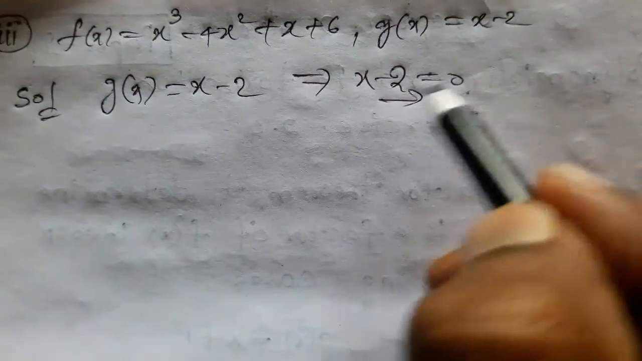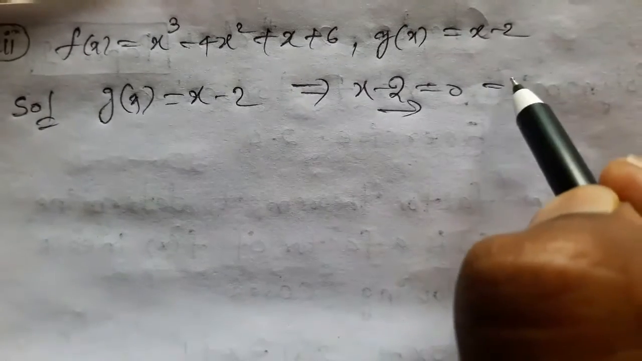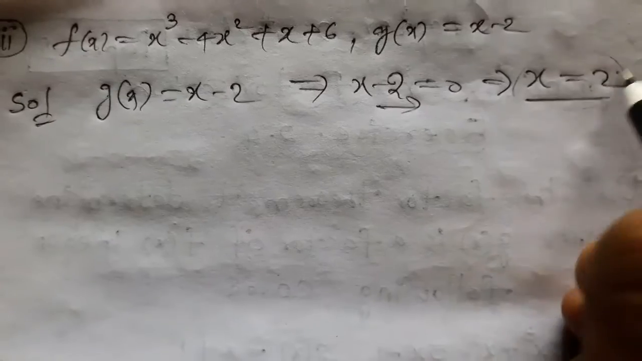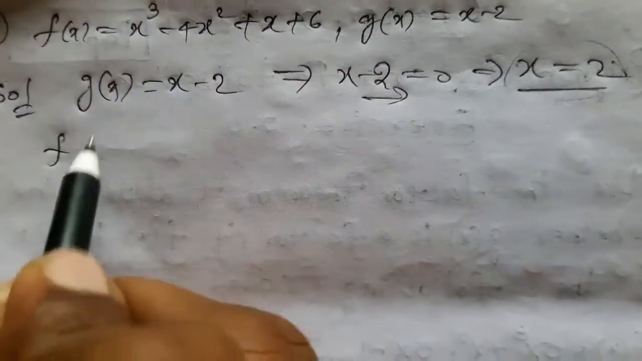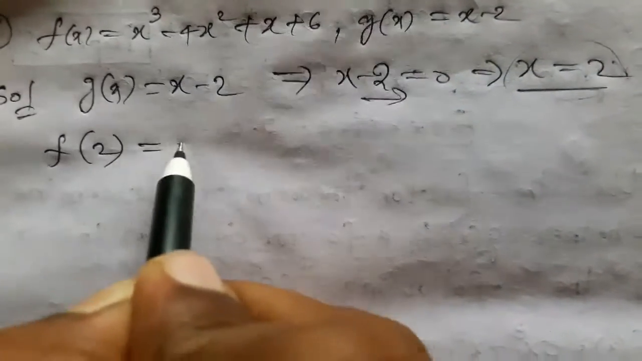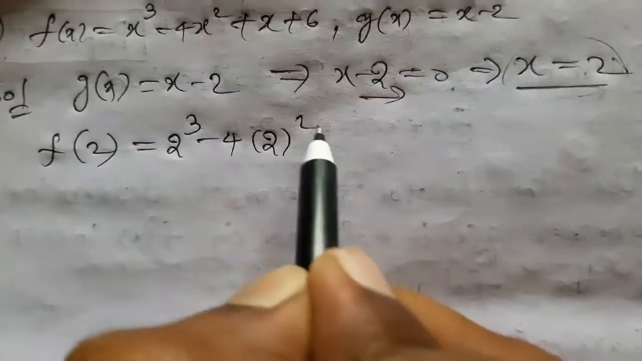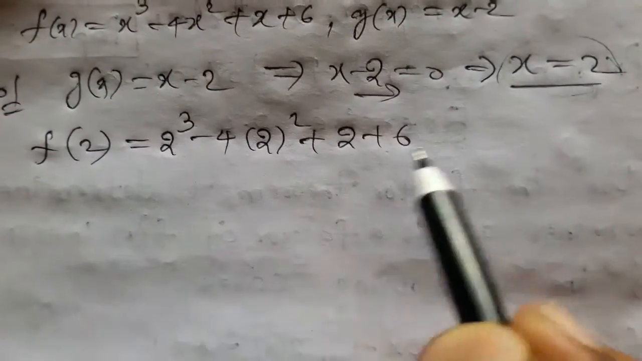Send this 2 from left side to right side. On left side it has a negative sign, it goes to right side it becomes positive, that means x value is 2. Use this x equals 2 in f of x. So now f of 2 is equal to 2 cube minus 4 into 2 square plus 2 plus 6.